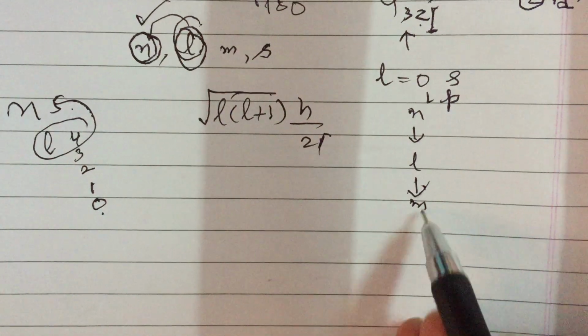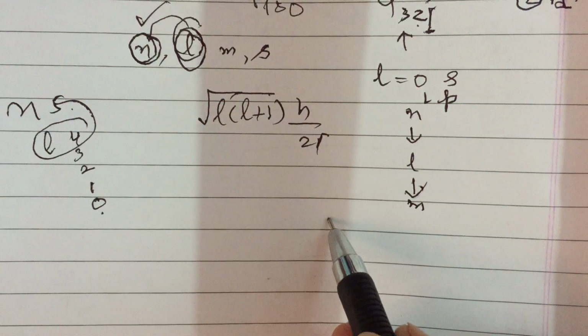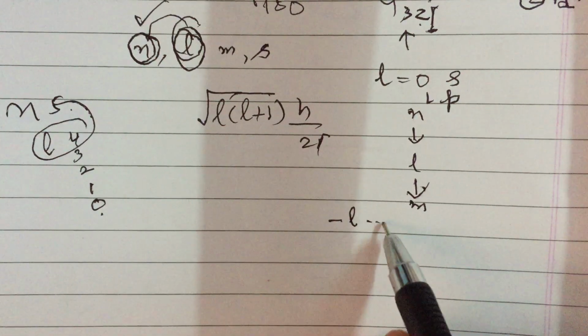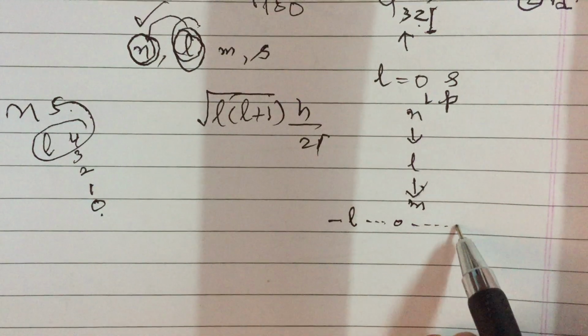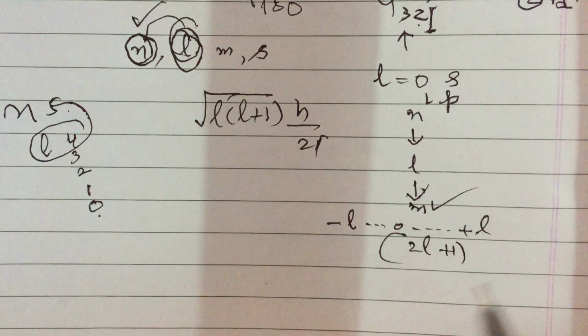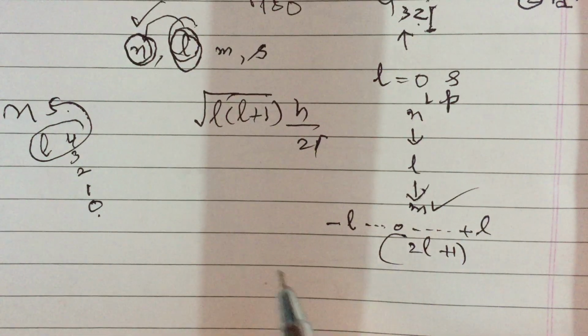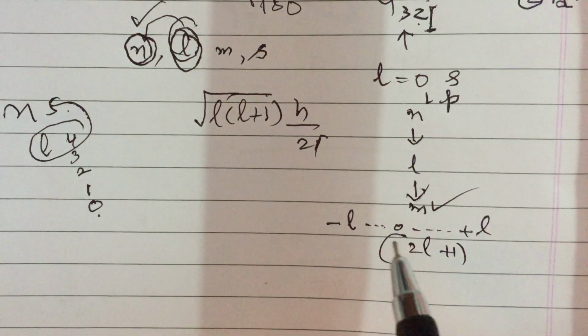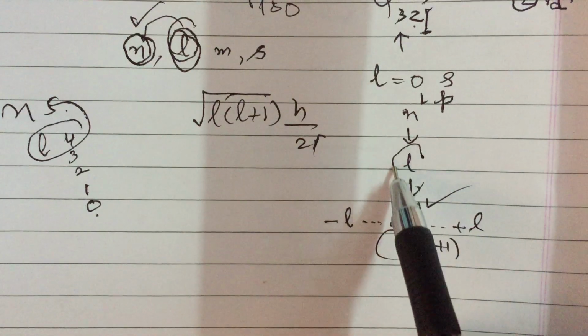M values will depend on L value. They can be from minus L value up to 0 to plus L value. It means 2L plus 1 values the magnetic quantum number can take. It means these many orientations are possible for orbital corresponding to that L value.